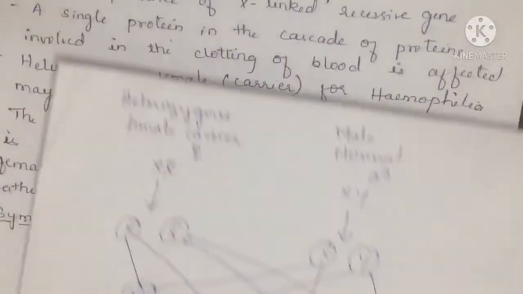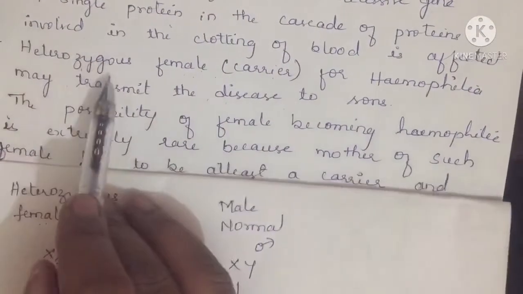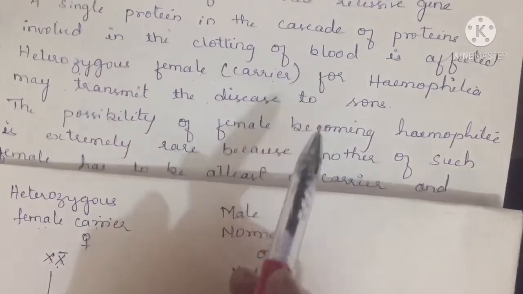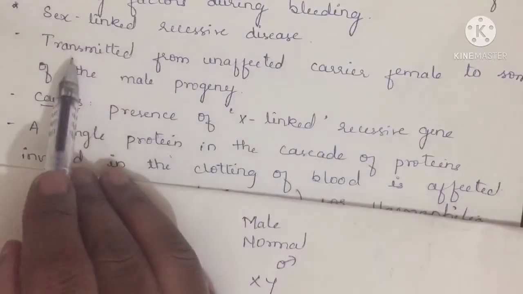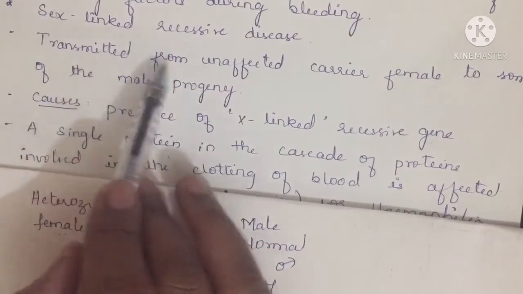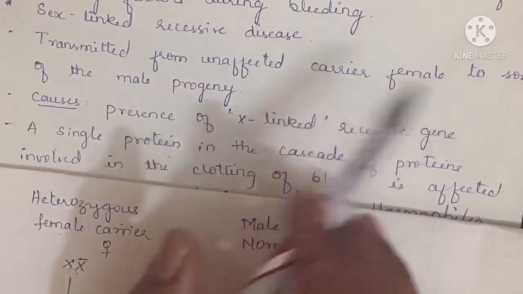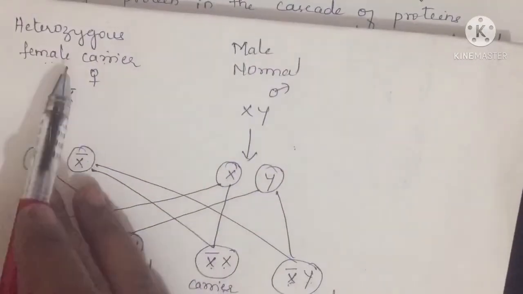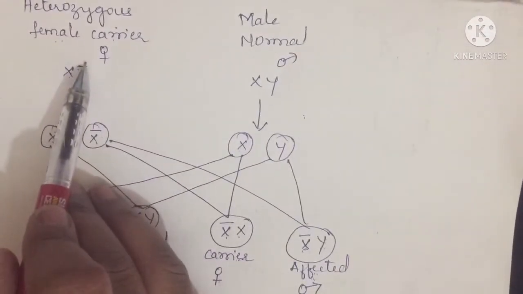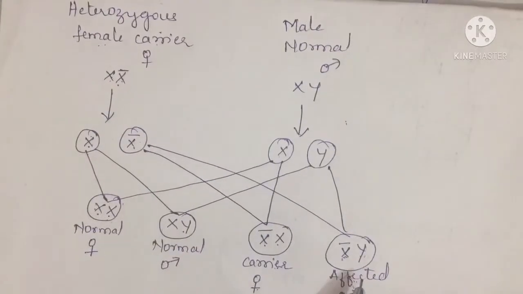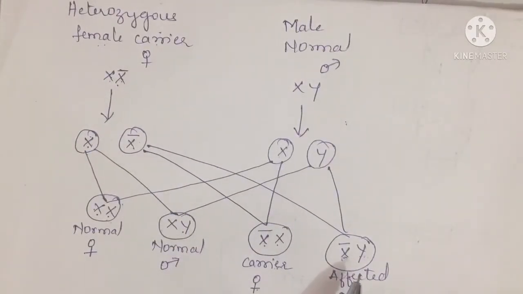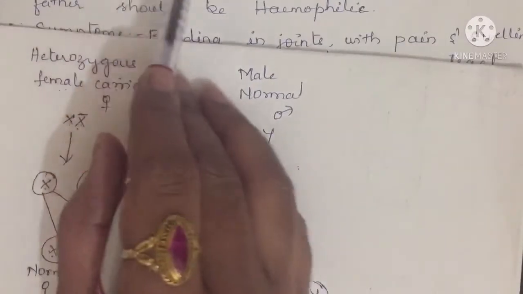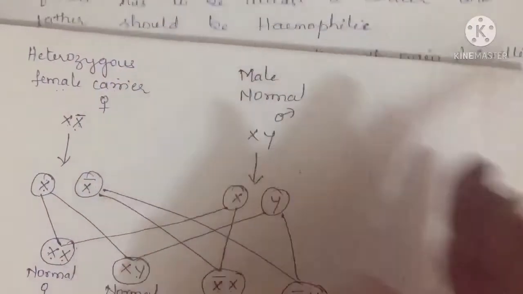Okay, hope you understood this. A heterozygous female carrier for hemophilia may transmit the disease to sons. So here also I said, later I shall discuss that it's transmitted from an unaffected carrier female to some of the male progeny. This sentence also shows here: transmitted from unaffected female carrier to the male progeny. Understood? Okay, fine.